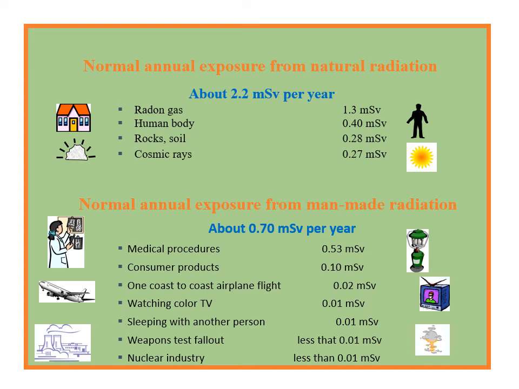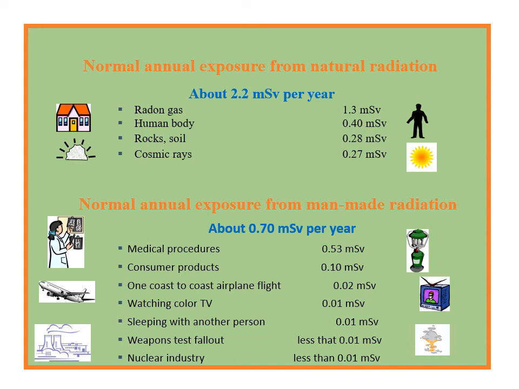If you have a look, normal annual exposure from natural radiation is about 2.2 millisieverts per year. The average person will get 1.3 of that from radon gas, 0.4 of it from themselves. Rocks and soil will make up 0.28 millisieverts of it, and cosmic rays is 0.27.